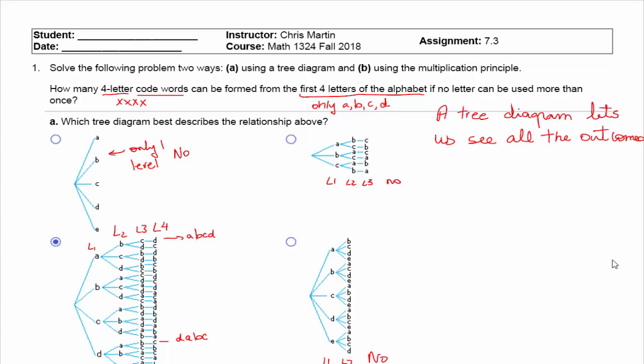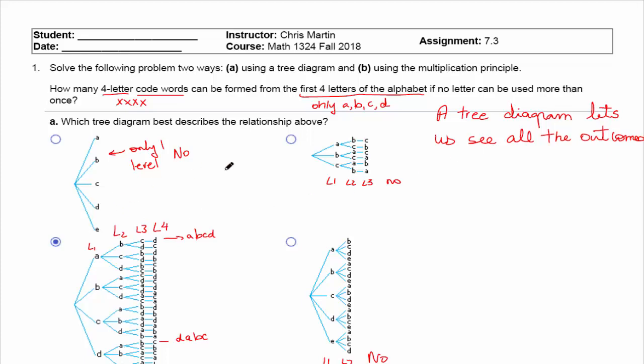So what we want to make is a four-letter code word. So our code would have one, two, three, four pieces, and they want us to use the first four letters of the alphabet. So A, B, C, D, and no letter can be used more than one time. So essentially there are no repeats.